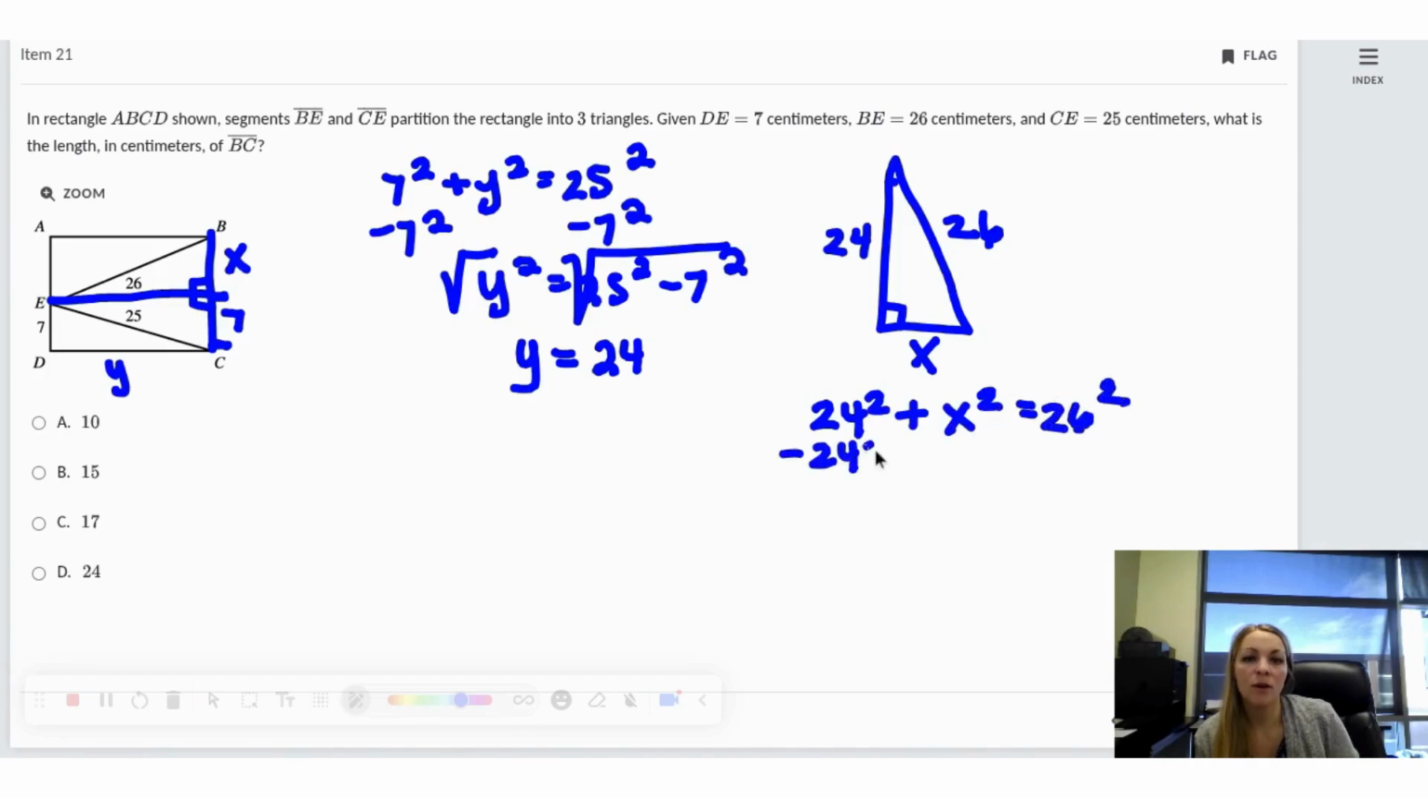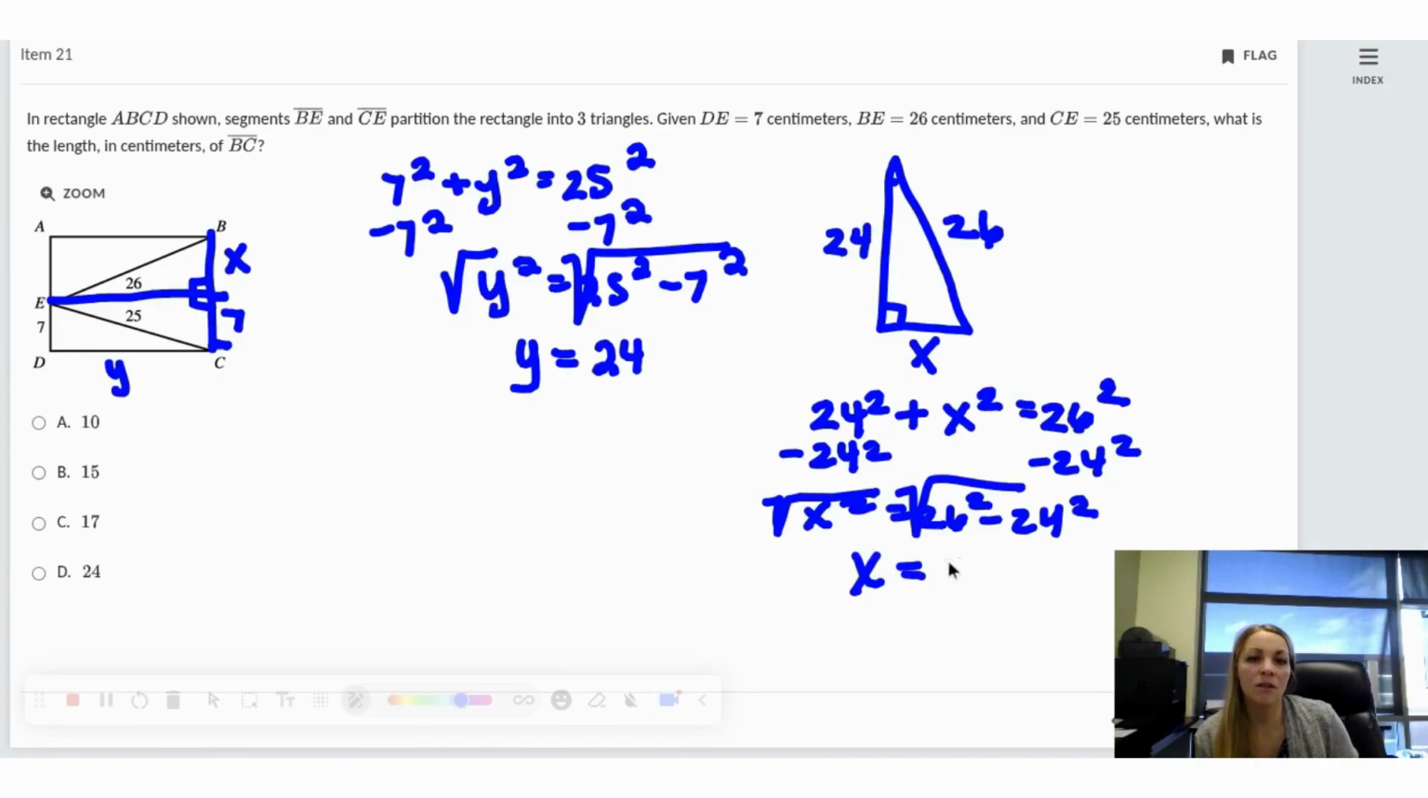Subtract the 24 squared from both sides. I get x squared equals 26 squared minus 24 squared. Take the square root of both sides. I get x equals the square root of 100, which is 10. So this part right here is 10. And 10 plus 7 gives me the length of BC, which is C, 17.